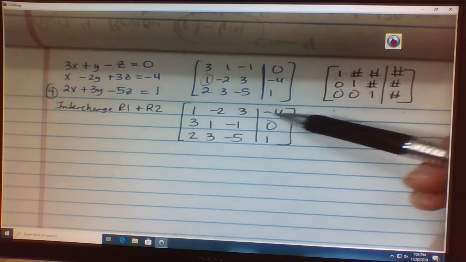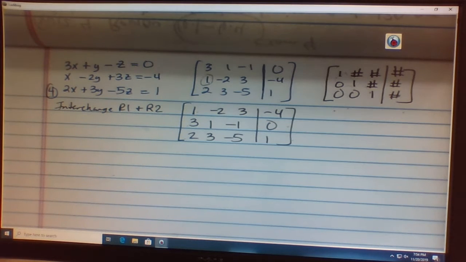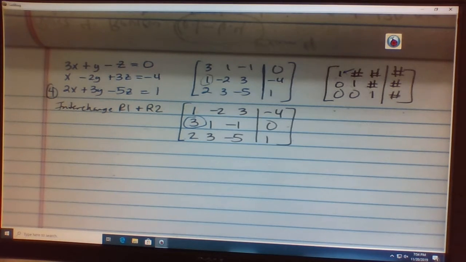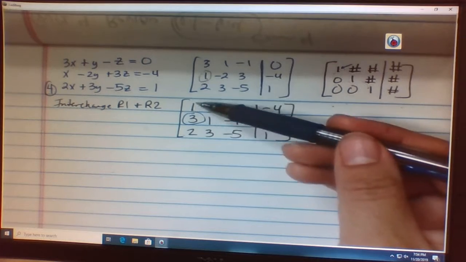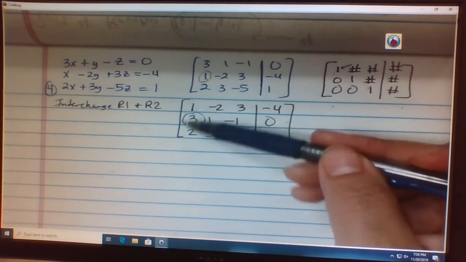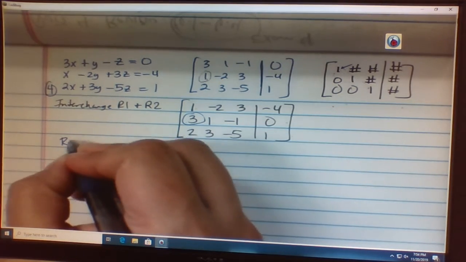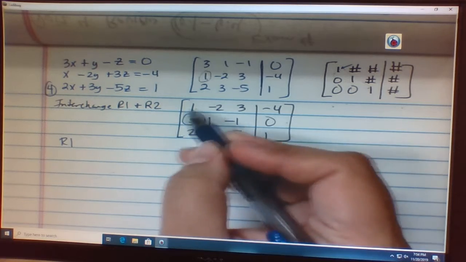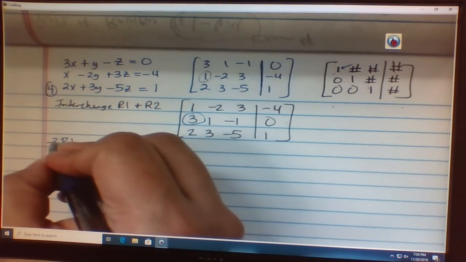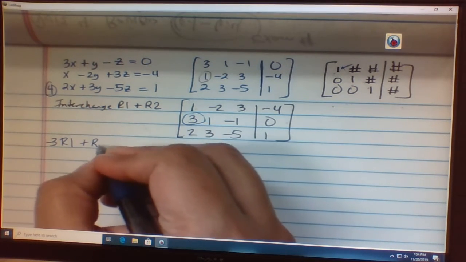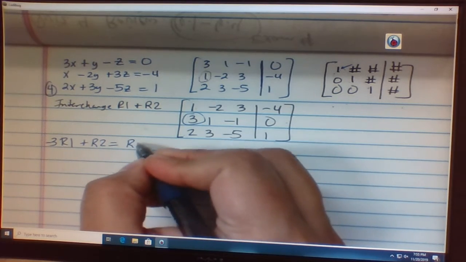Double check that you rewrite everything correctly, because that's sometimes what makes a mistake. Now, right now, I need to, 1, it's done, but I need to make this guy into a 0. Reminder, when you are working with the first column, which row has the 1? Row 1. So row 1 times the opposite of the number you're trying to make a 0, plus the row where you're trying to make the 0, gives you the new row 2.